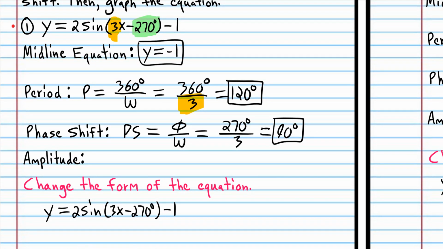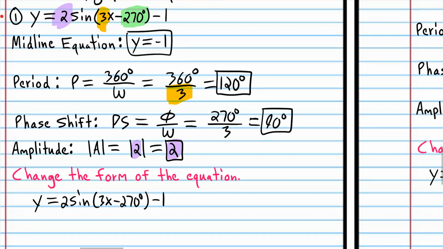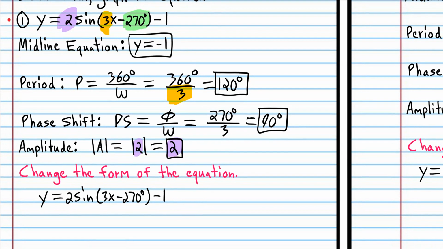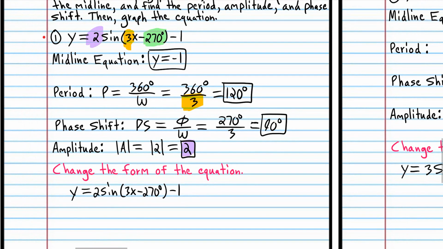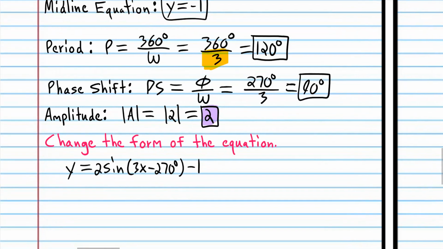Now the amplitude is just the absolute value of a, and a is 2. So the amplitude is 2. Where did I come up with that number? That's the purple number up there. So that's where I got that. So that helps us to map out our graph.